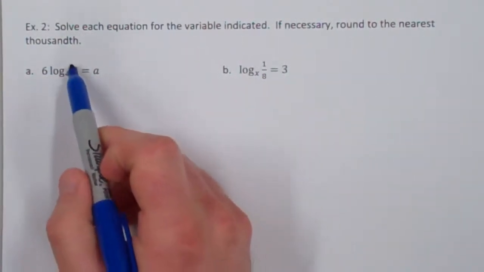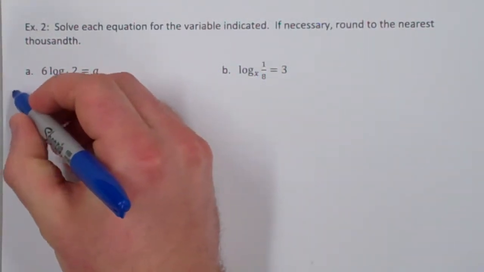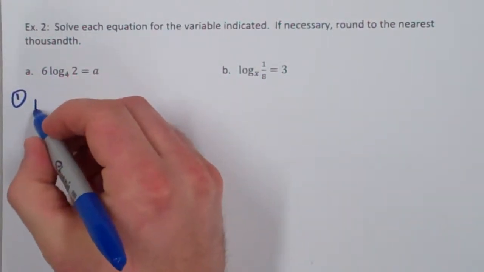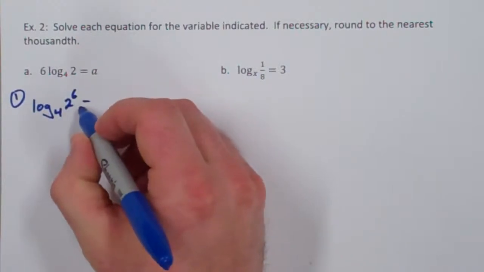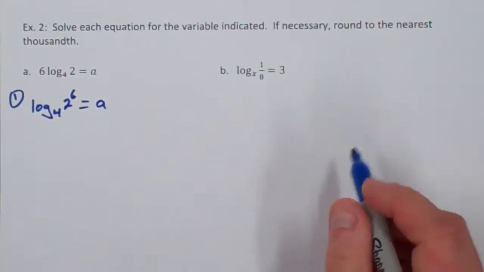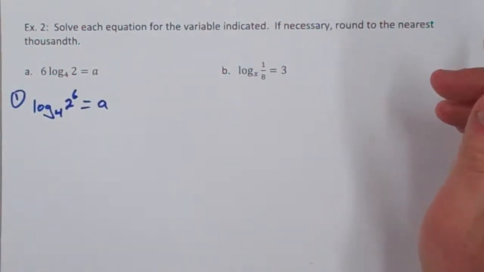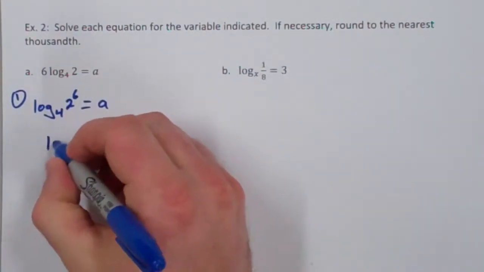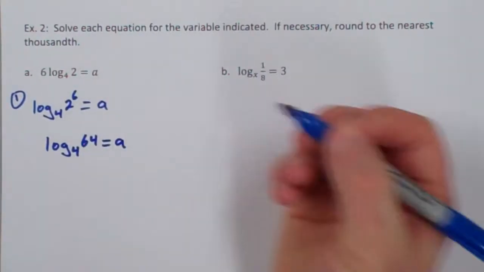Another way would be to try to figure out the logarithm first and then apply the 6. So we'll do it the first way here. We'll take the log base 4 of 2 and then raise that to the 6th power. Still going to be equal to a. 2 to the 6th power, if memory serves me correctly, would be 64. So we've got log base 4 of 64 is equal to a.